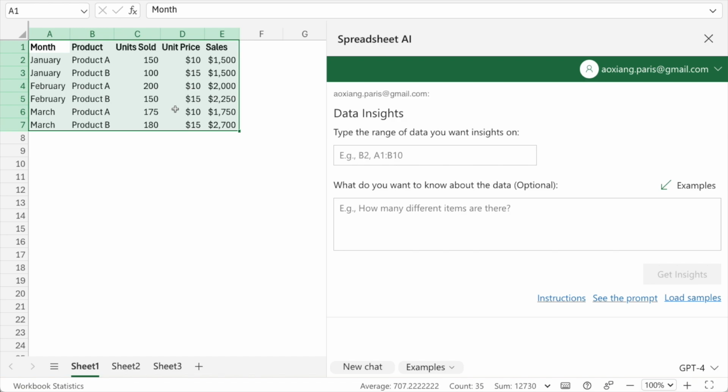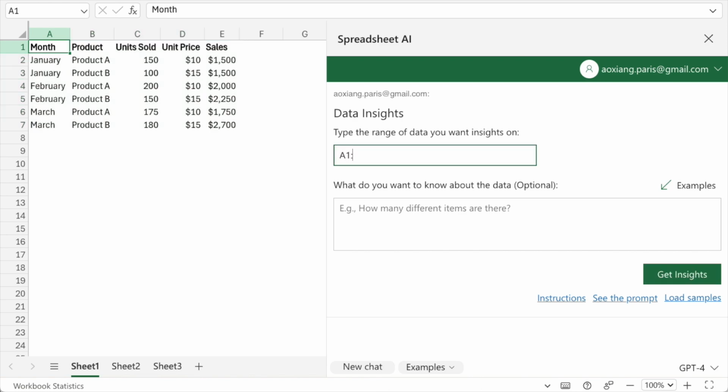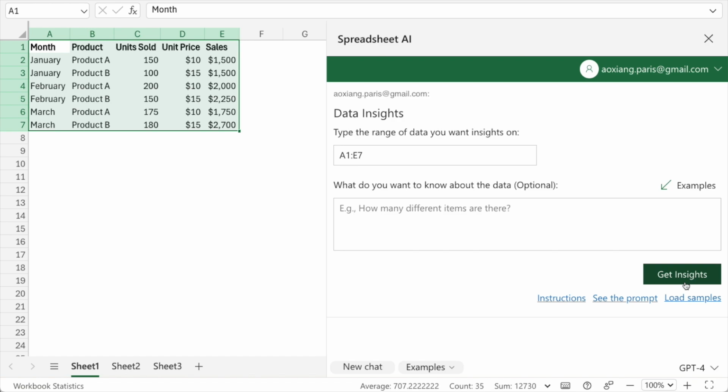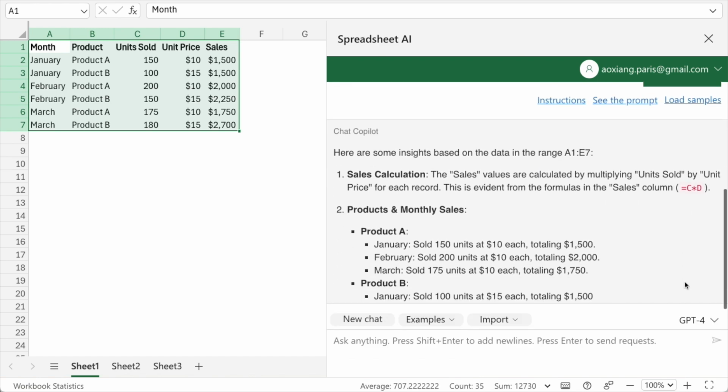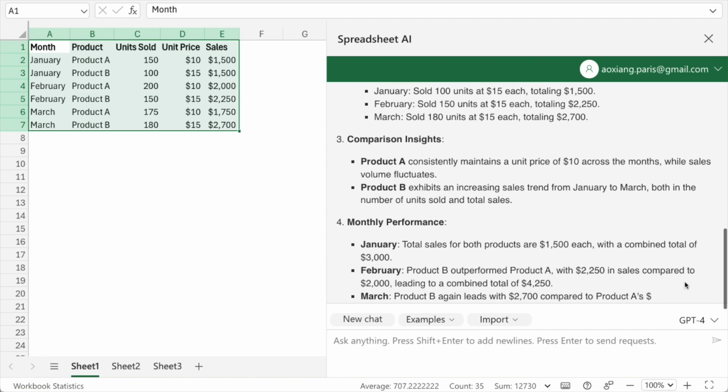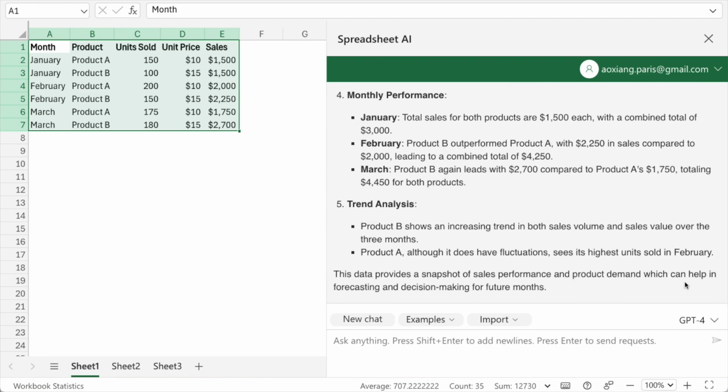We would like to explore this dataset, so we first want to get some useful or interesting insights without a particular focus. To do so, we can simply enter A1 to E7 in this field in the interface and press Get Insights. The Copilot reviews the data from different angles, such as sales, unit price, products, and months, and provides several insights. For instance, it finds that product B exhibits a positive growth trend in sales, increasing monthly from January to March.